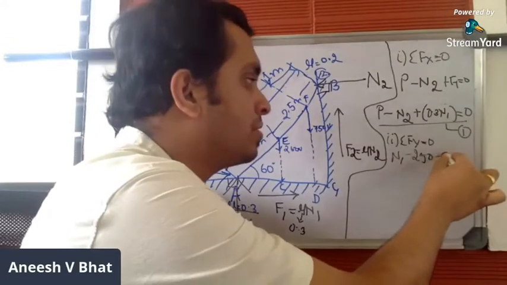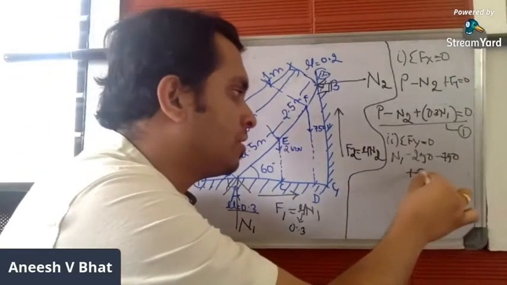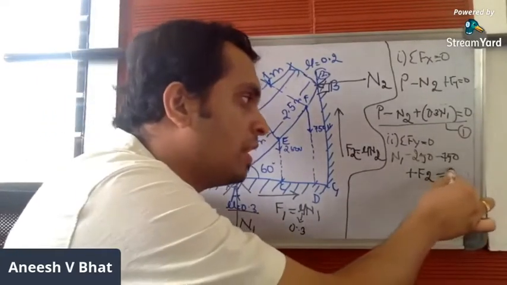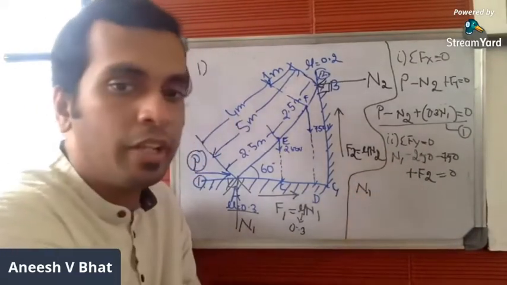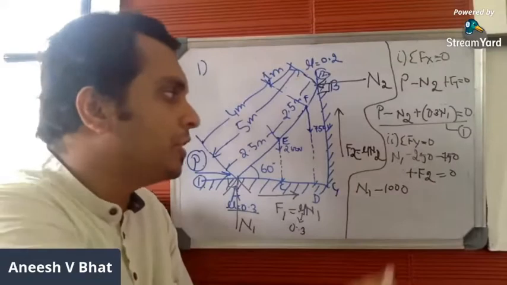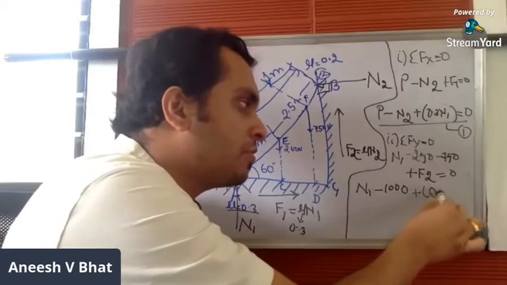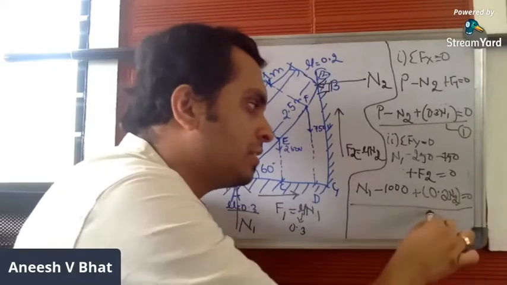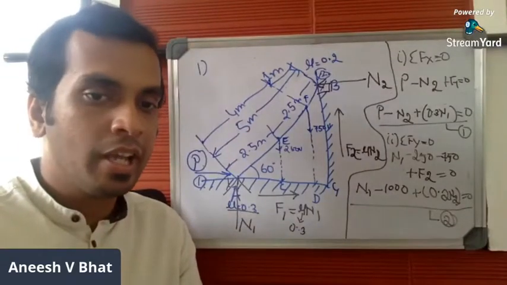Then we have minus 750, then we have plus F2, plus F2 is equal to 0. Let me simplify this and write it down. So it will be N1 minus 250 plus 750 will be 1000, minus 1000, plus F2 will be mu into N2. Mu is 0.2 as far as the wall is concerned. So plus 0.2 into N2 is equal to 0. Let me consider this as equation number 2. These are the two equations available, equation number 1 and equation number 2.